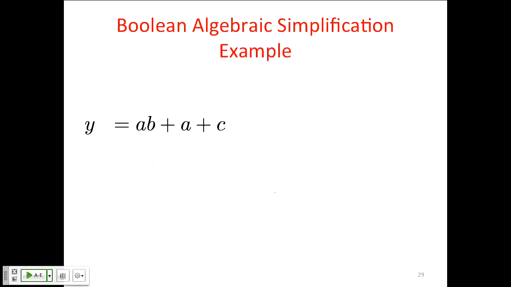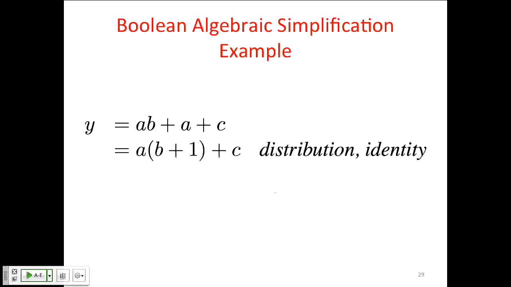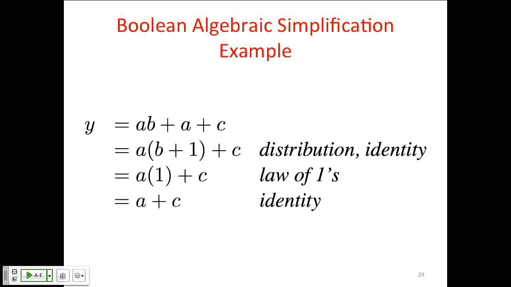So there's some examples. Say y equals ab plus a plus c. I can pull out a as a common factor, a times b plus 1. B or 1 is just a 1. A ANDed with 1 is just a. And then we just get a or c. Okay, then we're done.